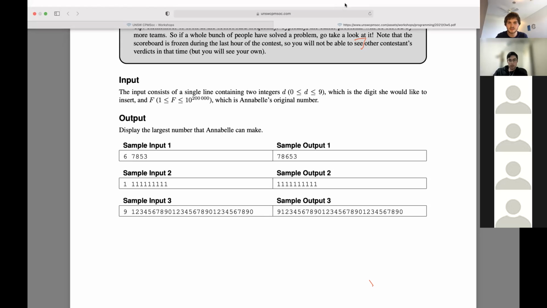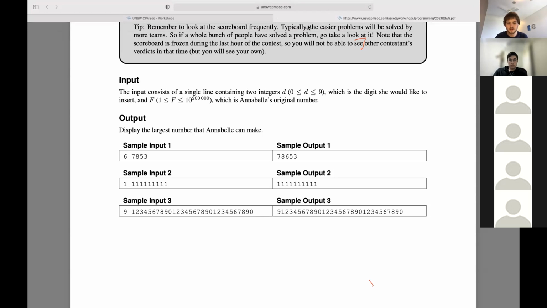I'll give everyone 30 seconds or a minute to say anything in the chat or unmute. If not, I'll explain the idea. Hopefully it's not too difficult.